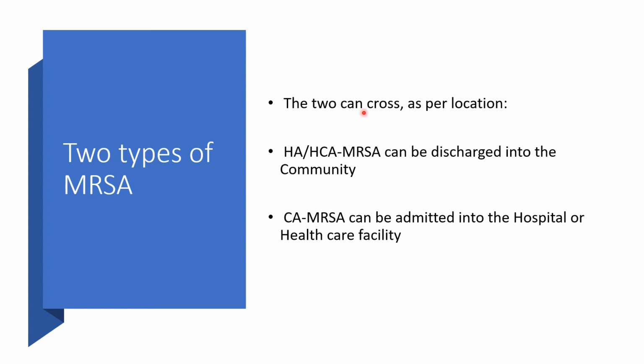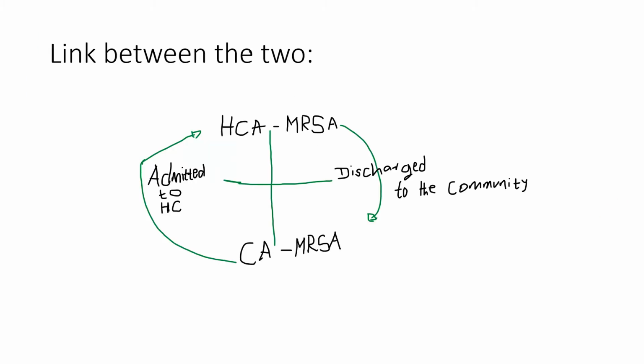The two can cross paths as per location. And someone asked me, how about that? HA-MRSA can be discharged into the community. Are you going to call it community-associated? What if community-associated MRSA is admitted into the hospital or healthcare facility? Here is the link between the two.